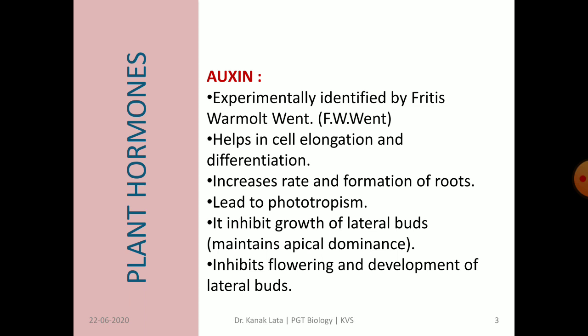Phototropism means bending of plant parts towards light. Auxin inhibits growth of lateral buds, which means it maintains apical dominance. It also inhibits flowering.